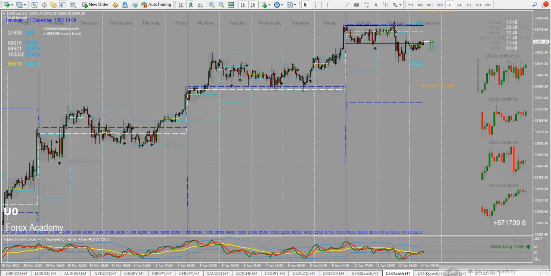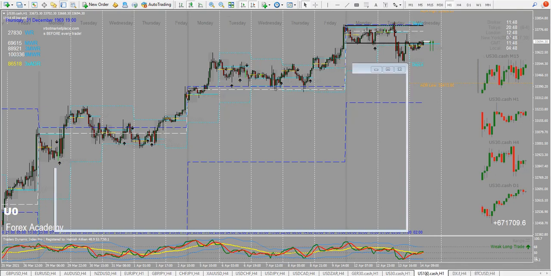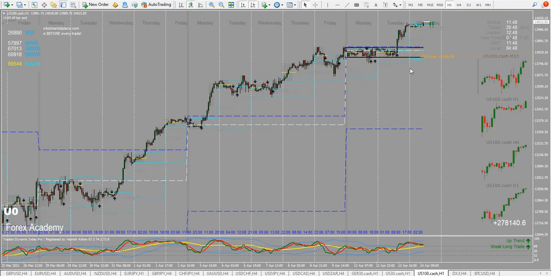And then Nasdaq, I know so many people want to sell Nasdaq, guys. This pair is going to kill so many accounts. If you are to sell this pair, sell it at your own risk.